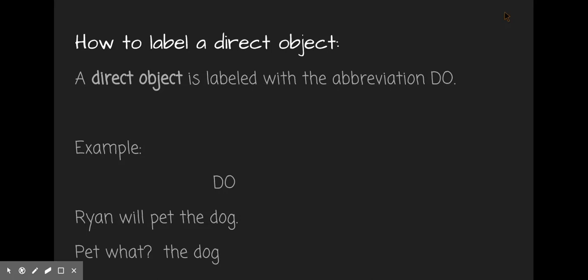Let's look at another example. Ryan will pet the dog. Pet what? Dog. I actually should probably take out the, because the is our article adjective. So dog would technically be our direct object.